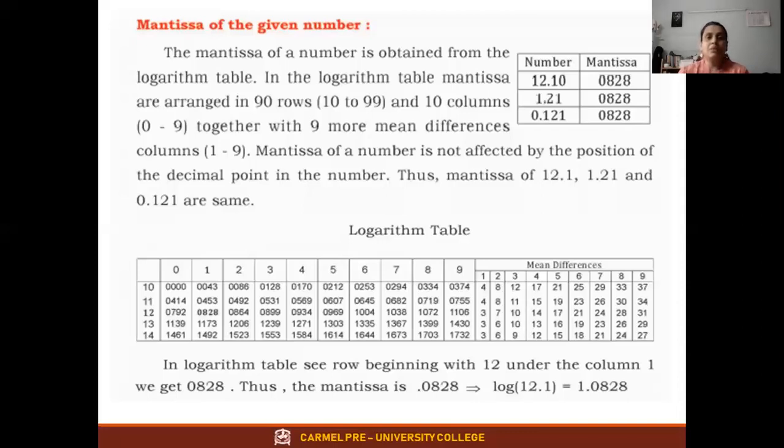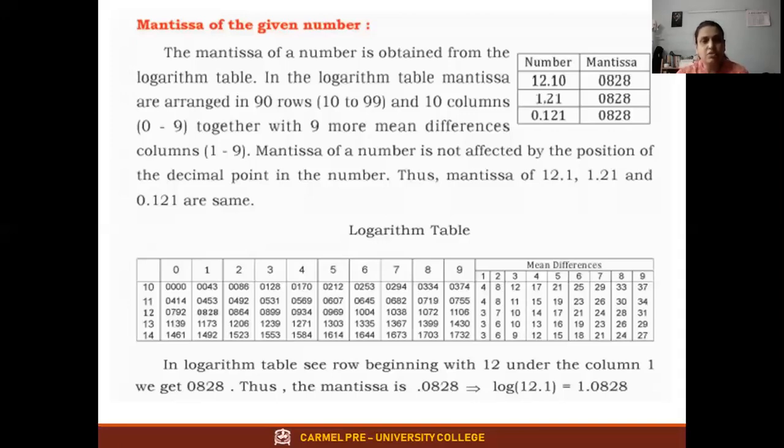Now we are focusing on 121. I don't have 121 in the table, I have only 10. Look at the left hand side of the table: 10, 11, 12, 13 and 14, and so on. But we don't have up to 120. So since we want 121, look at 12 and under 1.